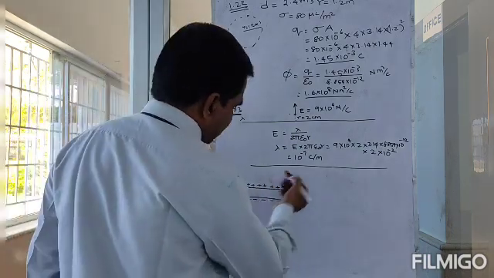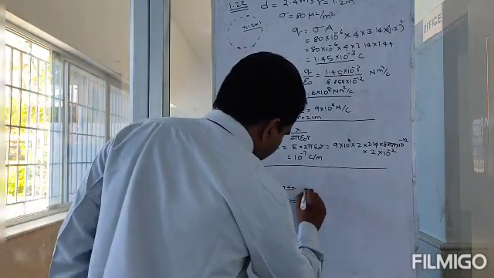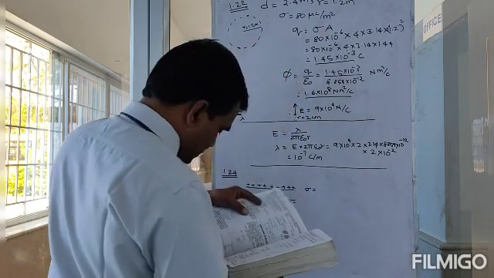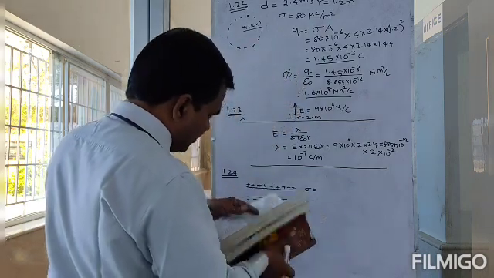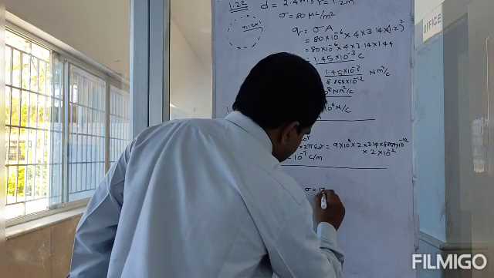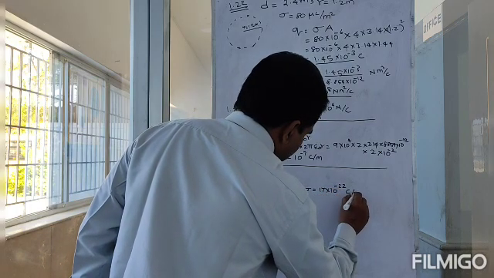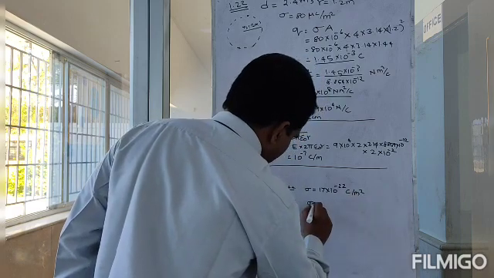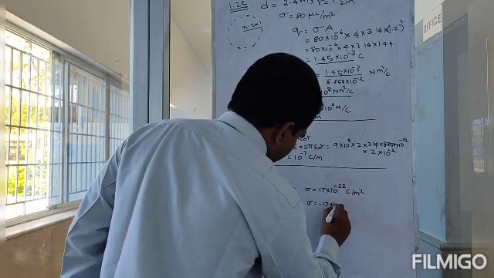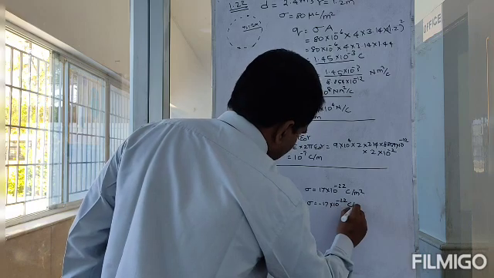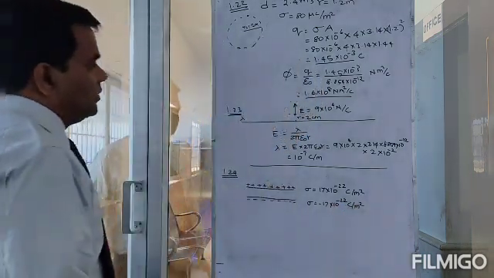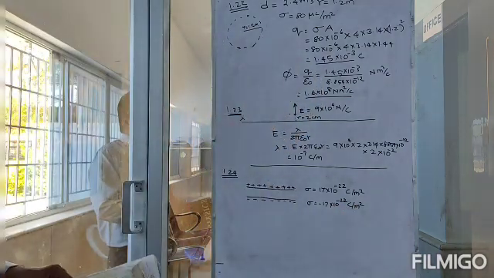So sigma is the same for both. Sigma for this is equal to 17 into 10 power minus 22 coulomb per meter square. And for this, sigma is equal to minus 17 into 10 power minus 22 coulomb per meter square, because you have negative charge here. So the surface charge densities are the same.